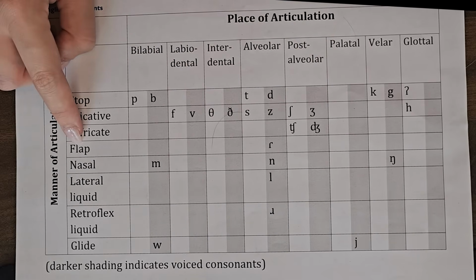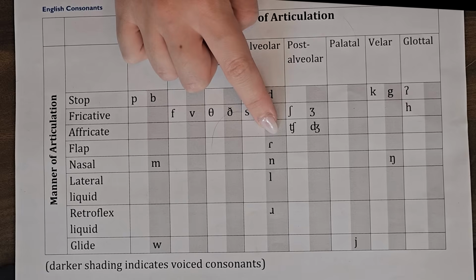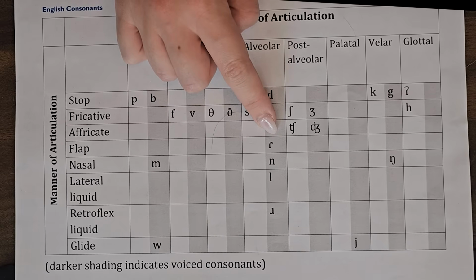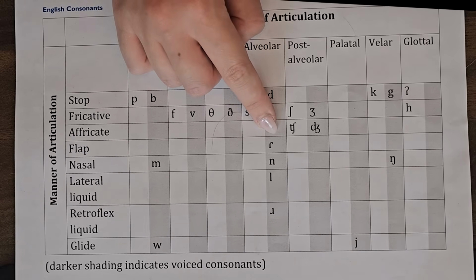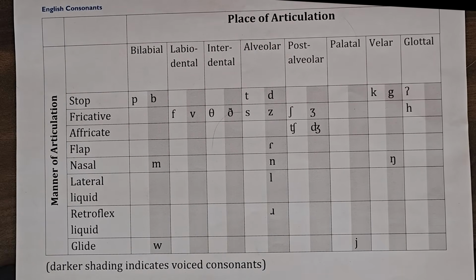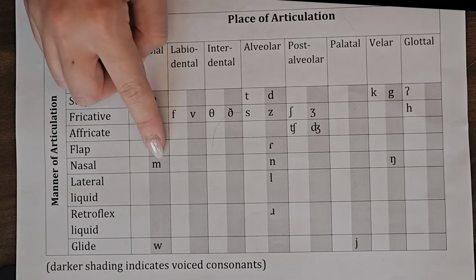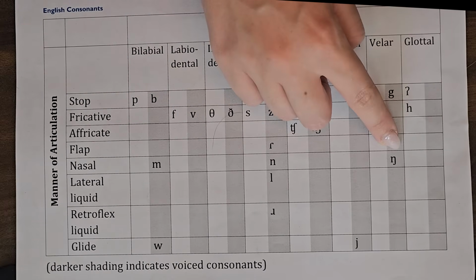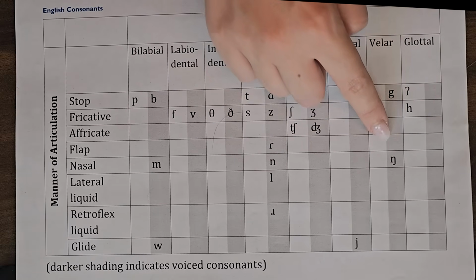A flap is produced by very briefly touching the tongue to the top of the mouth. So in English, these are sounds that you might hear as in butter, where it's not budder or butter, but butter. Nasal sounds are produced by restricting air in the oral cavity and instead releasing it through the nasal cavity. This is m, n, and ng. So this is like an ng sound in sing or thing. This is an ng sound.